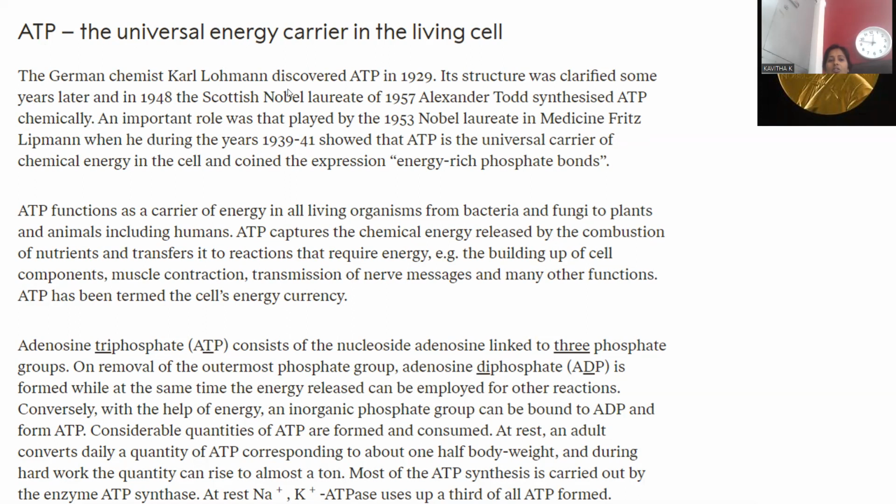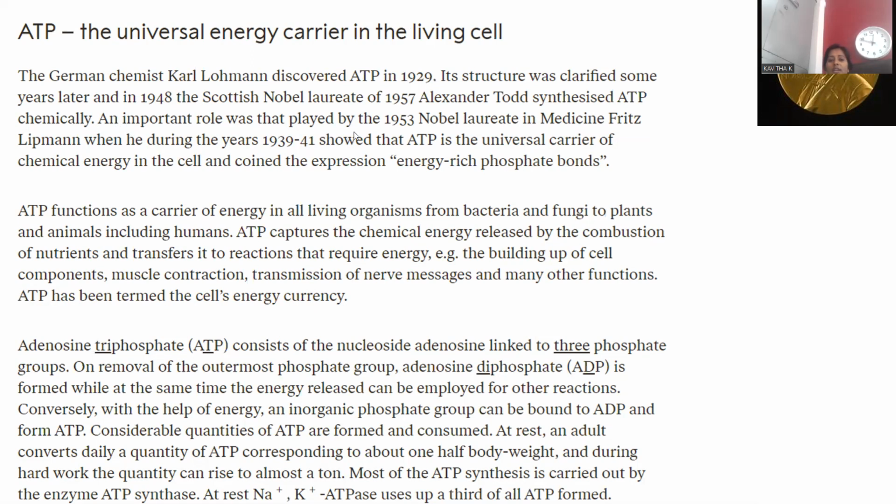The German chemist Karl Lohmann discovered ATP in the year 1929. Its structure was clarified some years later, in 1948, by a Scottish Nobel laureate. In 1957, Alexander Todd synthesized ATP chemically, right? This is the kind of collaborative work we can say. So what is adenosine triphosphate, what is its chemical structure, and is it possible to synthesize the same compound in the laboratory? That entire collaborative work was carried out across the time period.